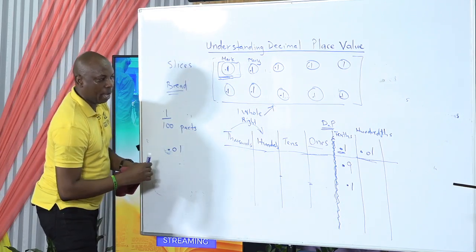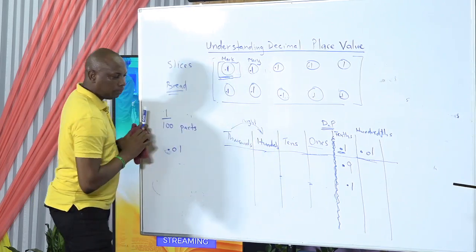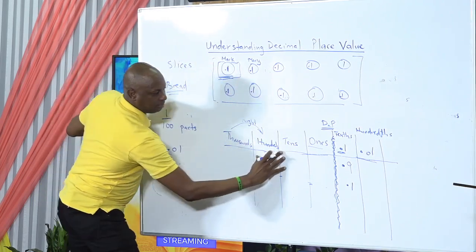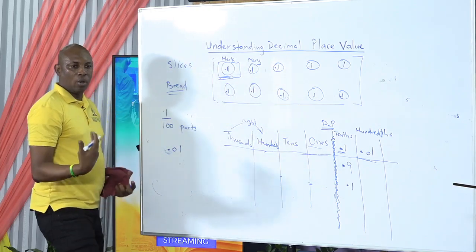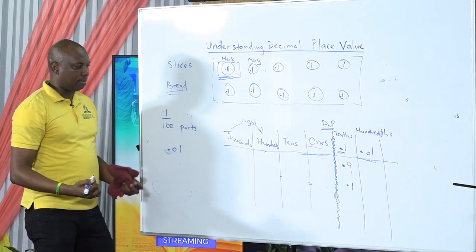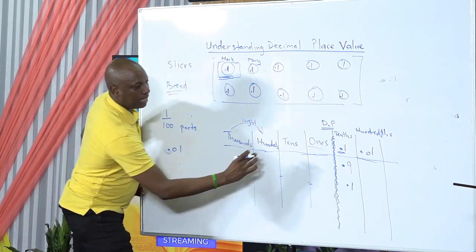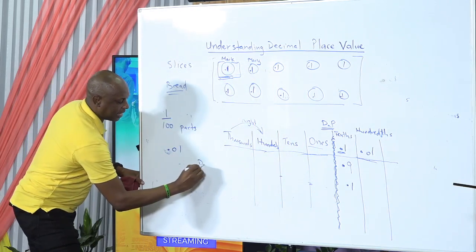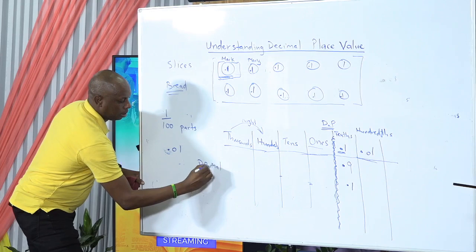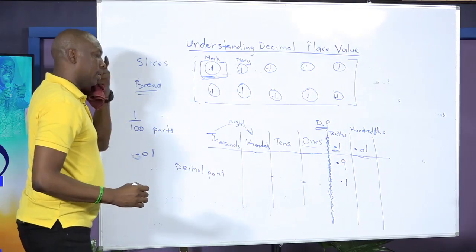So let's go back over to what we have looked at just now. We are extending our place value to include understanding decimal place value. And we are looking at using our base 10 system. Just as when you were working with whole numbers, decimal numbers, remember now, must be written using a decimal point. And it's very important that we use a decimal point.